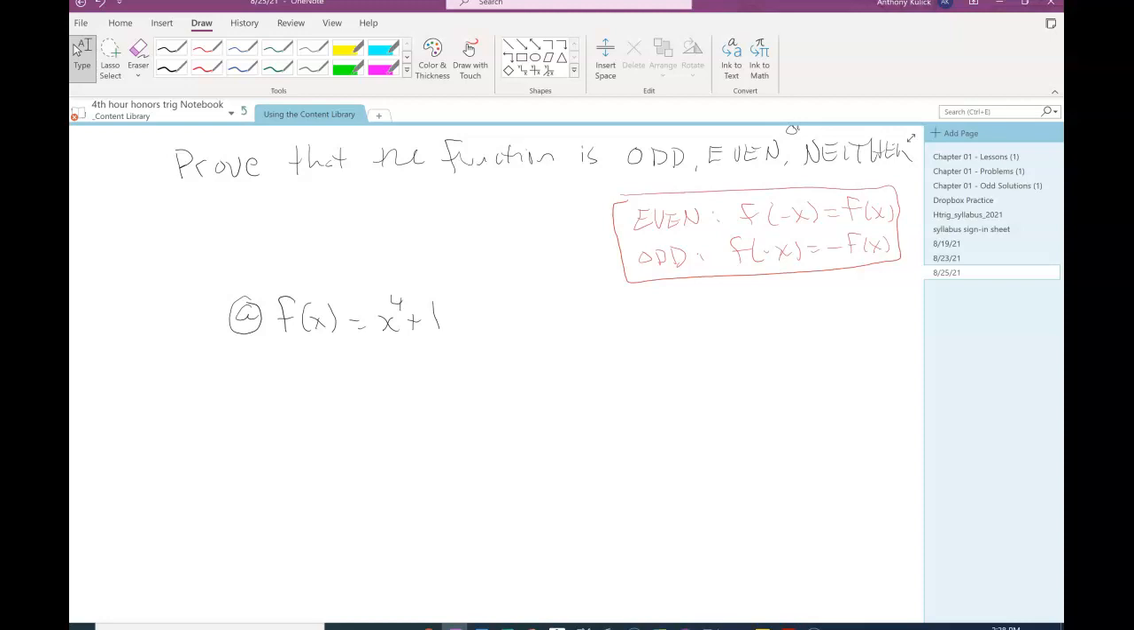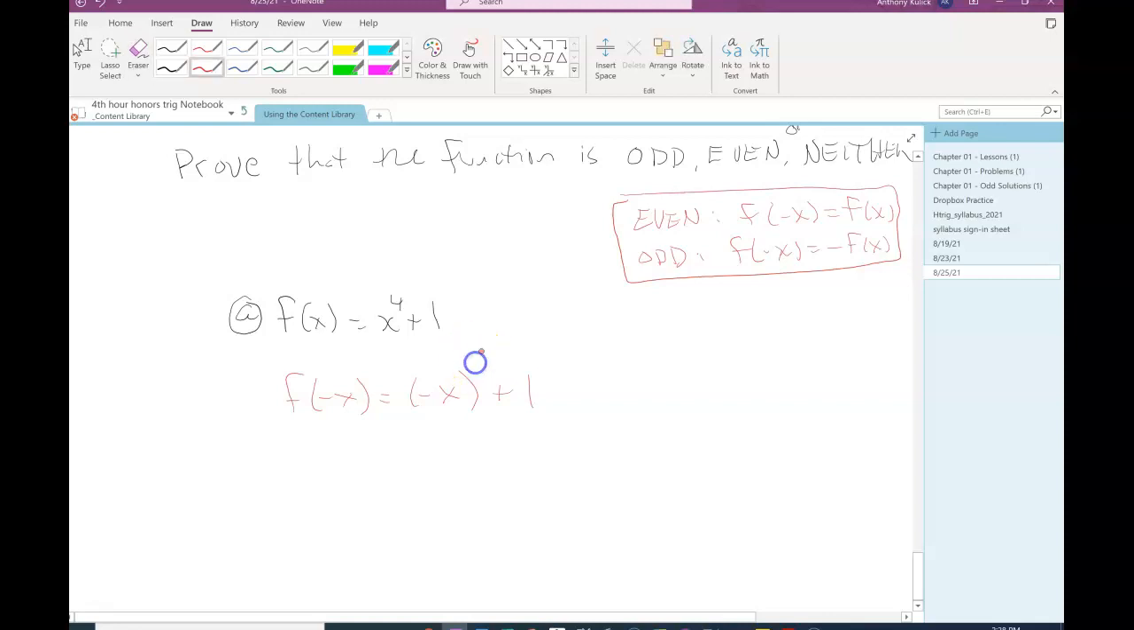All right, so to prove this, notice that both the even and odd definitions start with f of negative x. So all I'm going to do is start with f of negative x here. What f of negative x is telling me to do is plug negative x in for x. Everybody's okay with that?